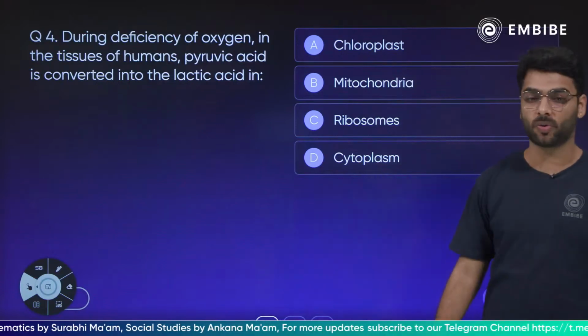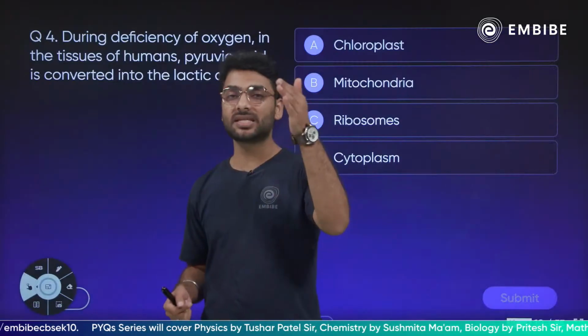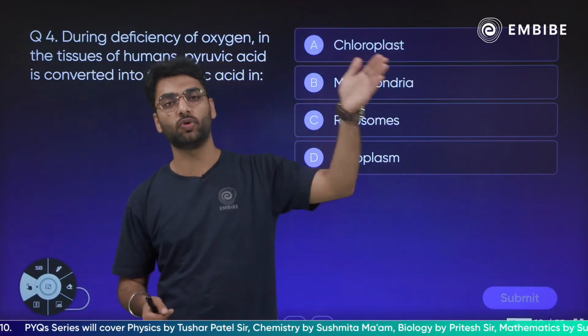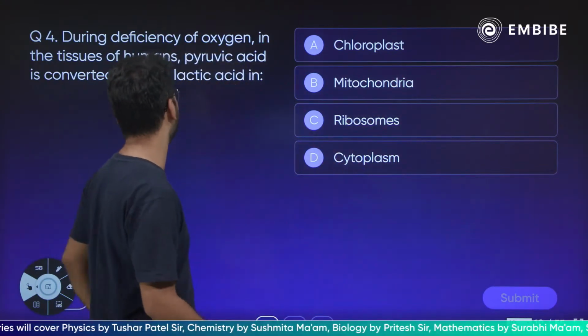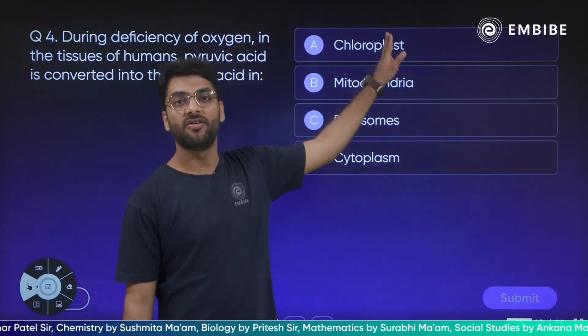The Fantastic 4 question. Hi Suman Kumar, during deficiency of oxygen in the tissues of humans, pyruvic acid is converted into lactic acid in. So we know that when you are performing exercise, the body, instead of making carbon dioxide, water vapor and energy, makes lactic acid and energy. Now this reaction of making pyruvic acid to lactic acid, or pyruvate to lactic acid, happens in the chloroplast, mitochondria, ribosomes or cytoplasm. Where does it happen?